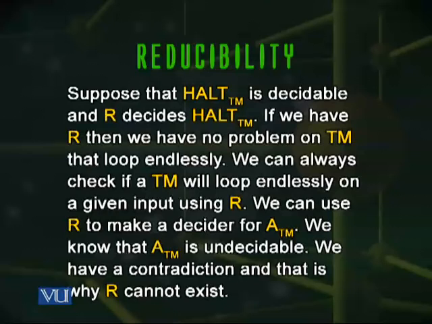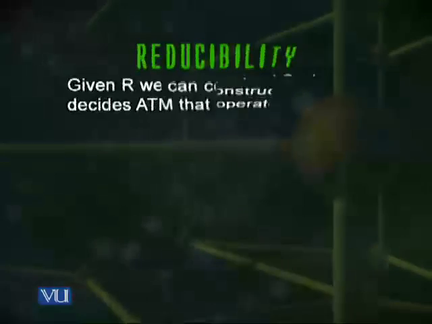Since we know that ATM is undecidable, we have a contradiction, and therefore we conclude that R doesn't exist. How do we use this Turing machine R to make another decider for ATM? Well, let's call that decider S. Here is a description of that decider.